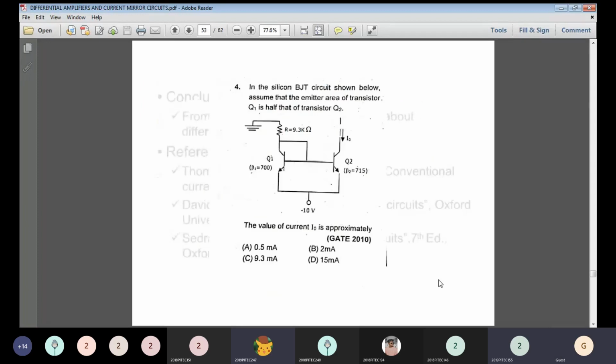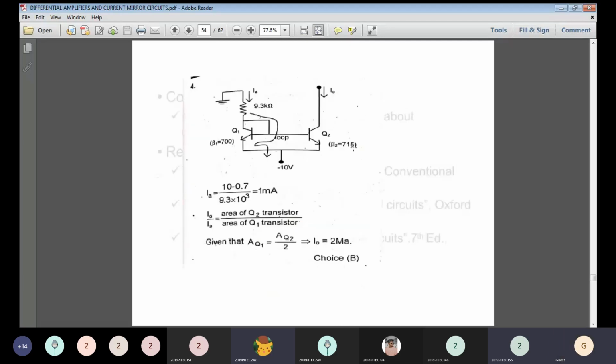And moving on to the next current mirror. In the silicon BJT circuit shown below, assume that the emitter area of transistor Q1 is half that of transistor Q2. This is the output current and here it's a reference current. What is the value of I naught? What is the value of output current?